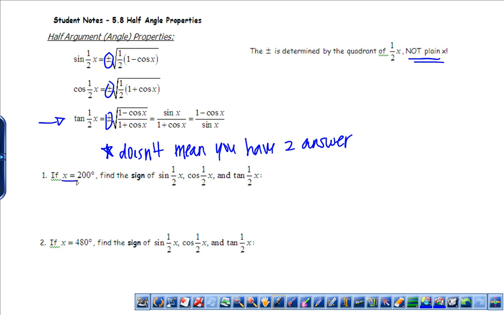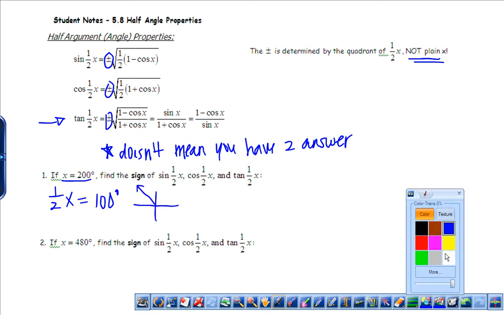This says x equals 200 degrees. So what does half x equal? Well, half x equals 100 degrees. Okay, so I'm going to go ahead and plot the 100 degrees. So 100 degrees would be about right here.